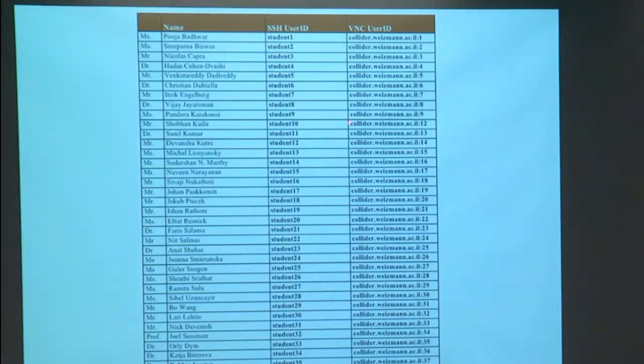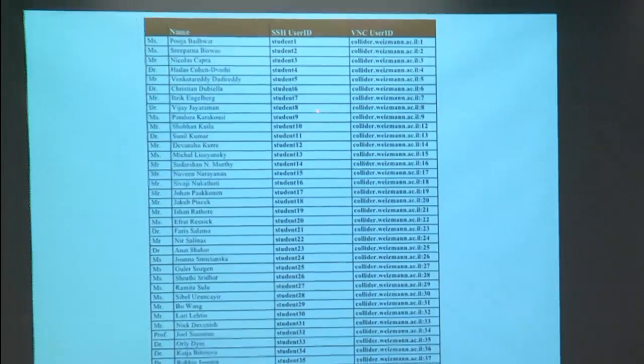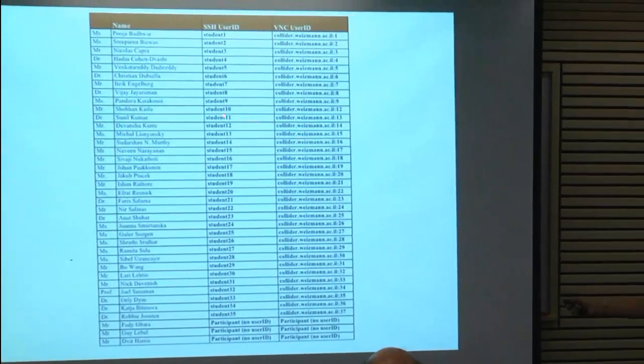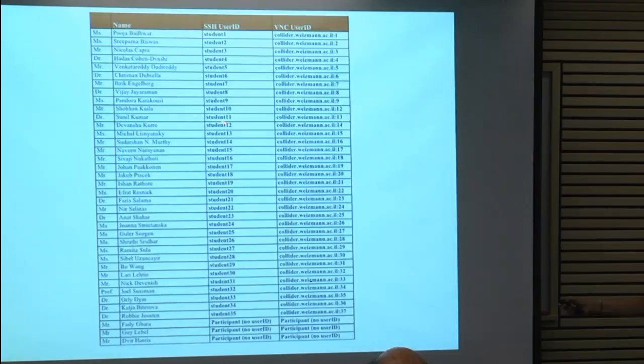Okay, if you need to use the Mac, then up to number 9 we're okay, because it's either student 9 or Collider Weizmann ACIL 9. But for some reason, Kirill, the person who is in charge of the computers, could not get numbers 10 and 11 to work. So it's a little bit confusing, but everything is written. You don't have to memorize, just look at your name, and then you know which one you use, depending on if you're on a PC or a Mac. Most of the people use that. So it should be straightforward.